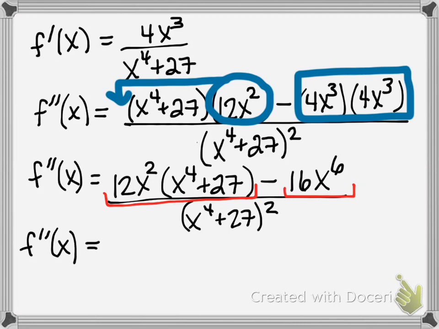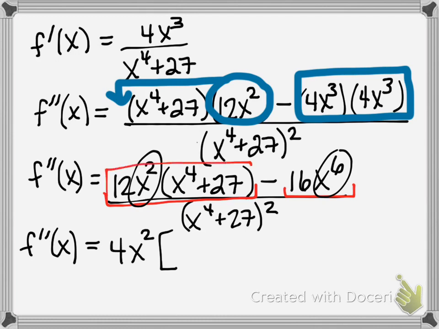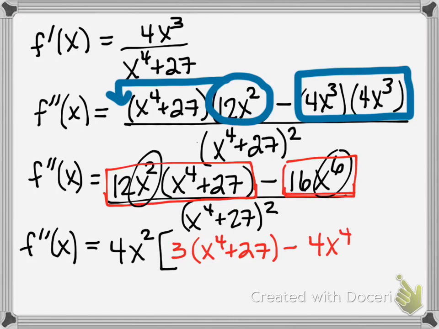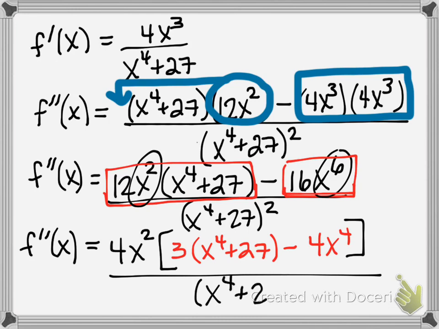So between 12 and 16, we can factor out a 4. And between the x squared and the x to the sixth, we could factor out an x squared. So that's my GCF, my greatest common factor. And I'm going to be factoring that out of this first term here, as well as this second term. So factoring out a 4x squared is going to leave me with a 3 times the quantity x to the fourth plus 27. And then the second term, the 16x to the sixth, once we factor out 4x squared, will leave us with a 4x to the fourth power. Still all divided by x to the fourth plus 27 raised to the second power.